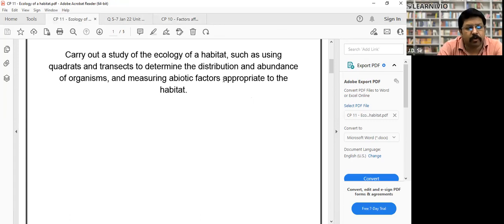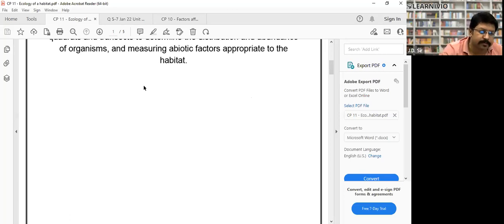Carry out the study of ecology of a habitat, such as using quadrat and transect, determine the distribution and abundance of the organism and measure the abiotic factor appropriate to this factor.